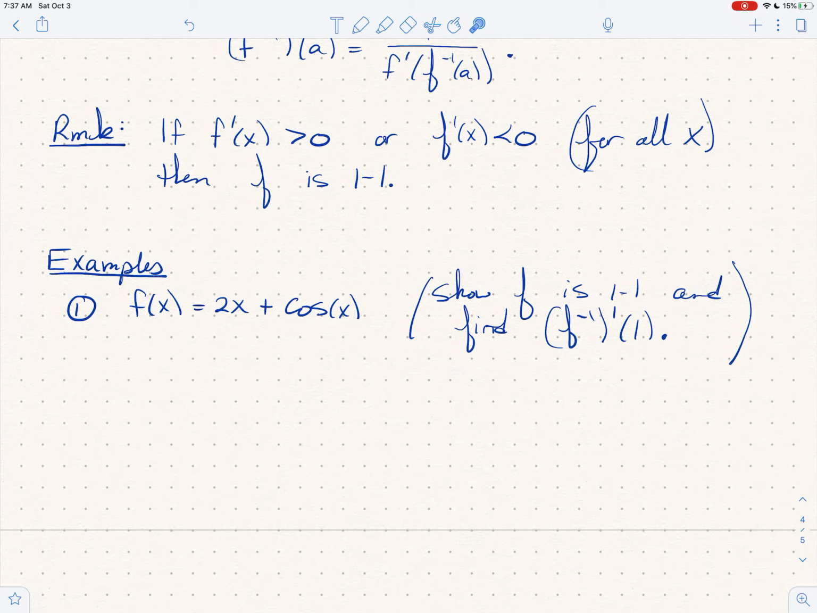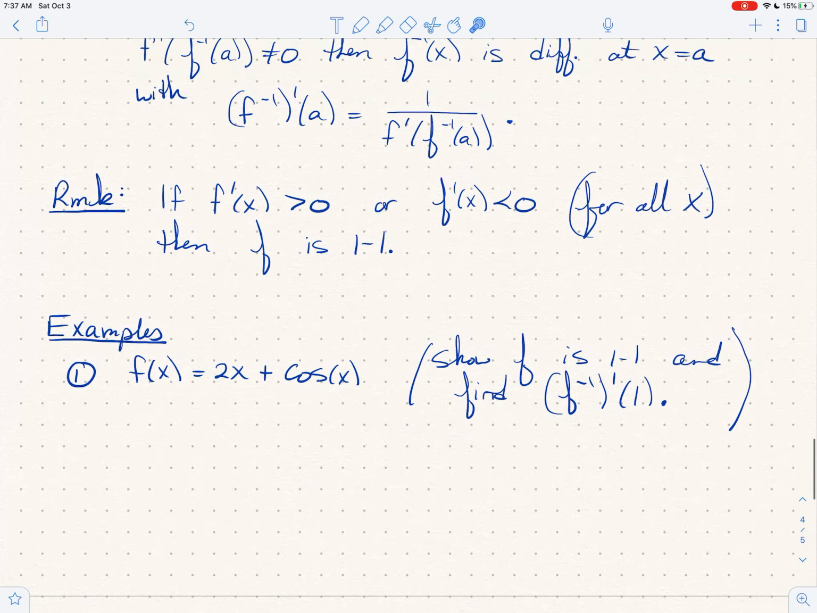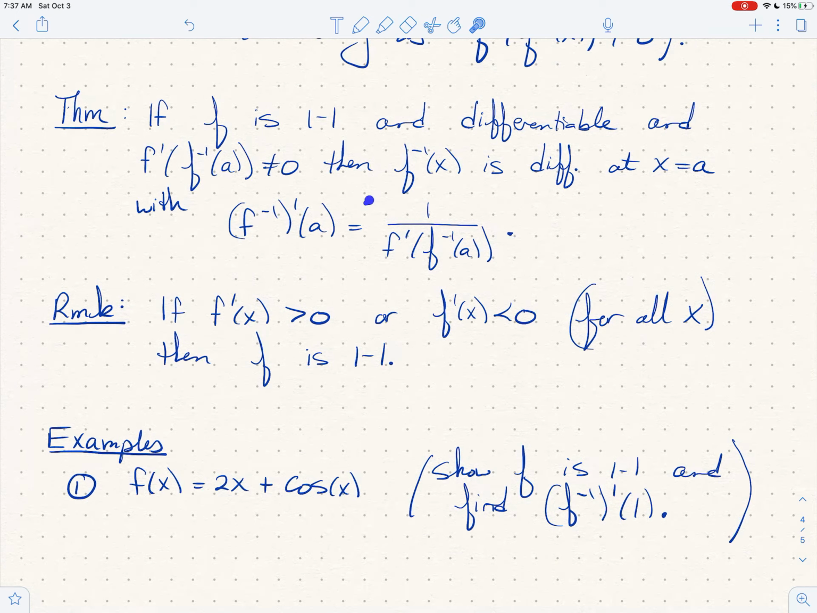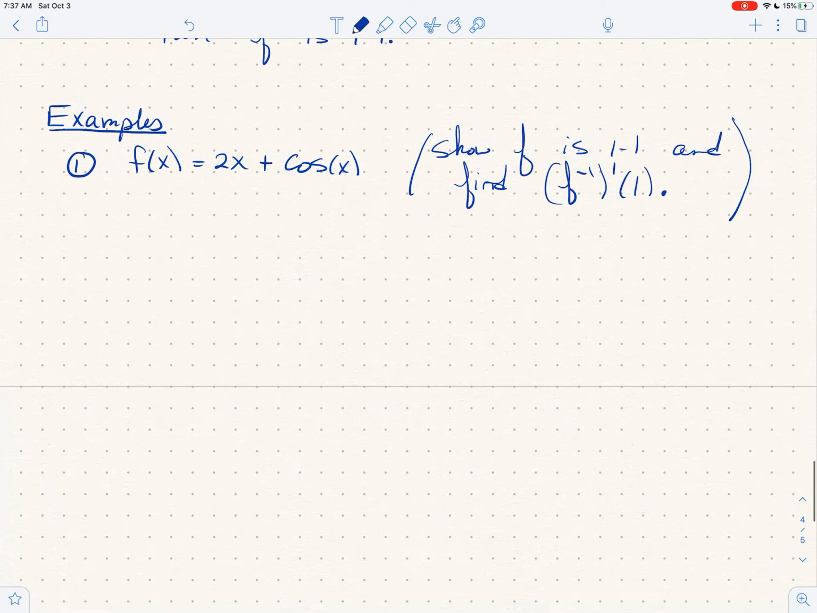One thing that people often want to do is they want to say, well, let's find a formula for f inverse, then I'll take its derivative, and then I'll plug in 1. And you need to realize that I don't need a formula for the inverse function to be able to use this formula. This result that we just found allows me to compute the derivative of the inverse without having a formula for the inverse. How cool is that? So let's work out this example and you'll see what I'm talking about.